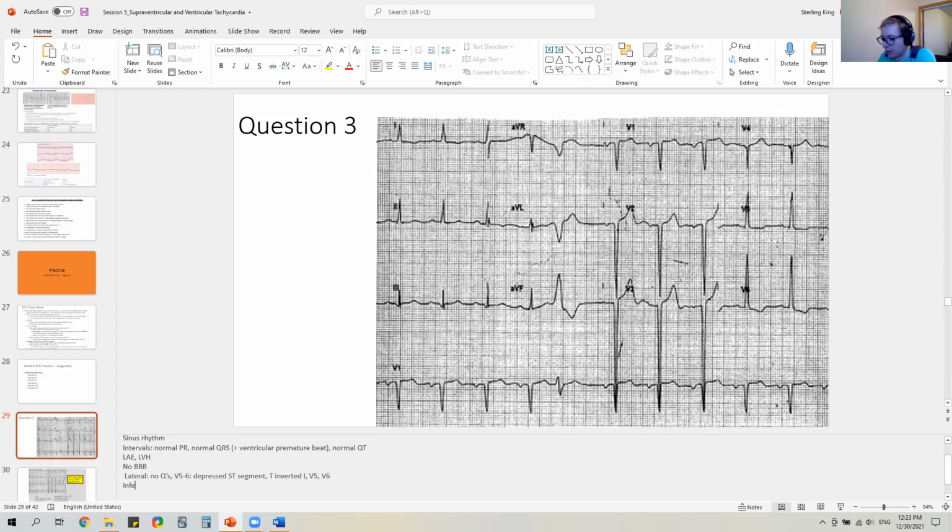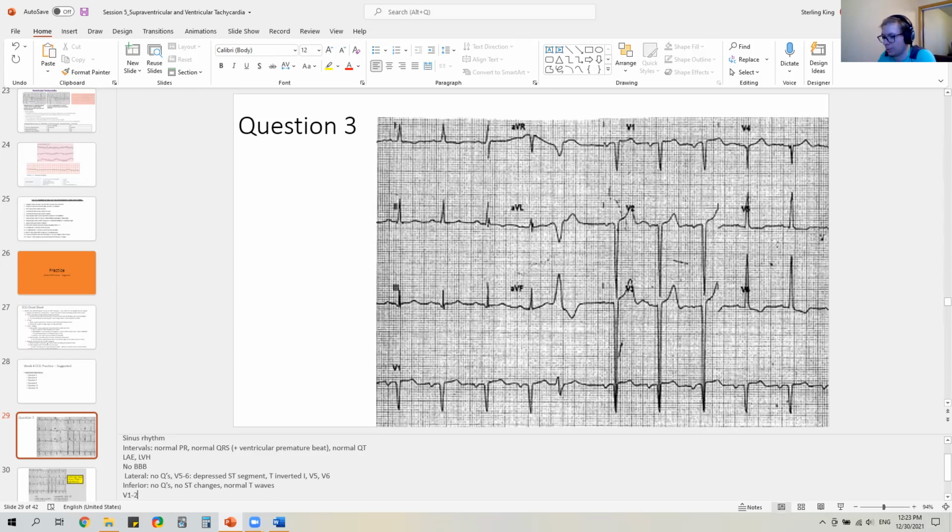And now let's check inferior. So checking for Qs, no Qs. Checking for ST segments, maybe a little higher, but probably not. This looks pretty similar. So I'm going to say no ST changes. And then my T waves look normal.